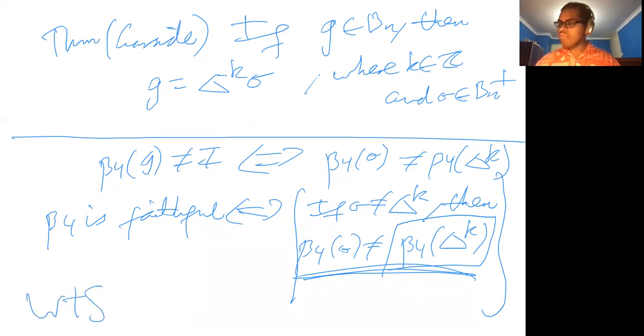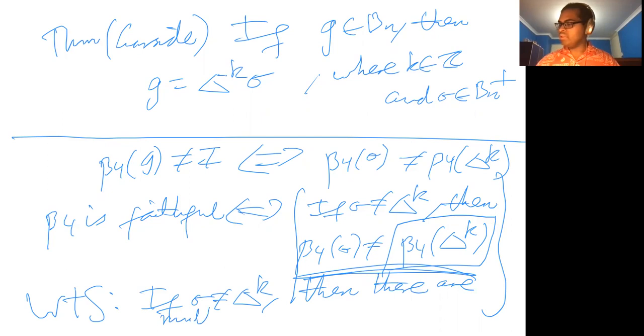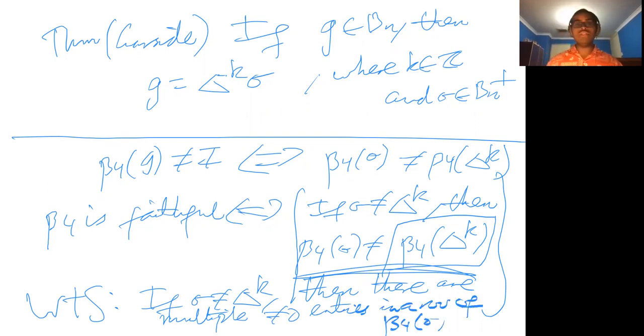So now what we can reduce faithfulness to is showing that if sigma is not equal to delta to the k, then there are multiple non-zero entries in a row of beta 4 of sigma. So we want a method for producing non-zero entries inside beta 4 of any positive braid that's not delta to the k. That's the strategy. That's now combinatorics of beta 4. And that's what I'll try to talk about at the end.